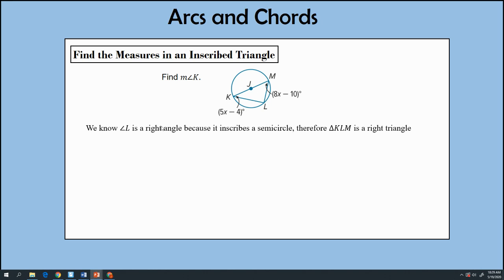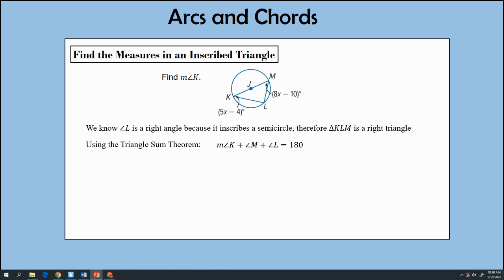So immediately what we should see is that angle L has got to be 90 degrees. It's an inscribed angle whose endpoints hit at a diameter. We know that this creates a semicircle, which is 180 degrees. This angle is half of the arc it intercepts, so L's got to be 90. We also know that using the triangle sum theorem, these three angles have to add up to 180. In any triangle, the three angles have to add up to 180. And that's what's going to allow us to find angle K.